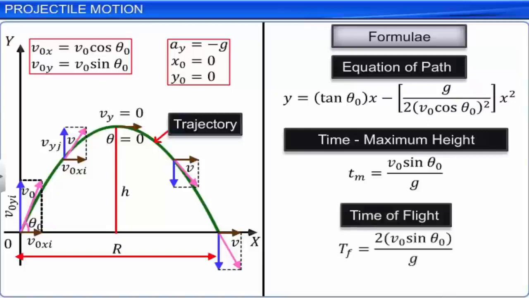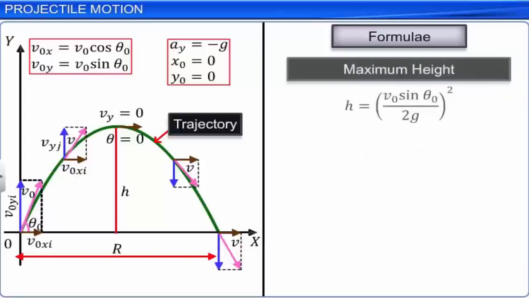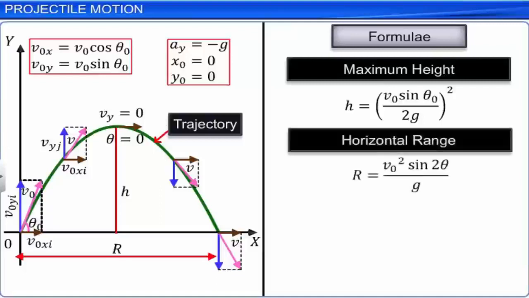The maximum height attained by the projectile: H is equal to (v0 sin θ0) square divided by 2g. The horizontal range of the projectile: R is equal to v0 square into sin 2θ divided by g. The maximum range of the projectile: R max is equal to v0 square by g.